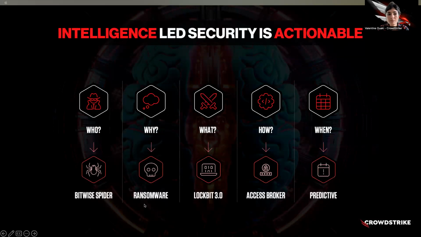Another example, Bitwise Spider, the operator of LockBit 3.0. Why? To deploy a ransomware for financial gain. What? Deploying a LockBit 3.0 ransomware variant. And how? Buying some valid credentials that are provided by access brokers on the deep and dark web.